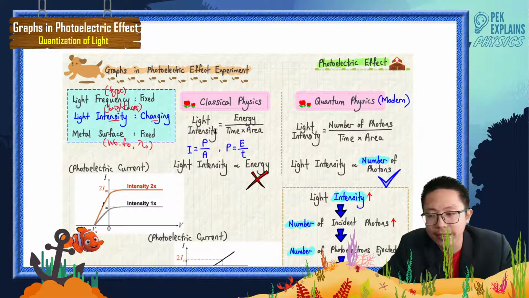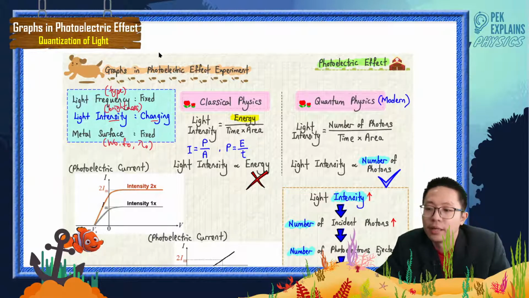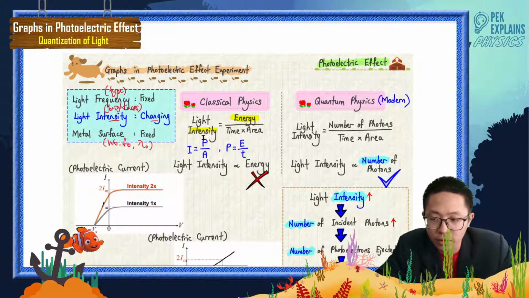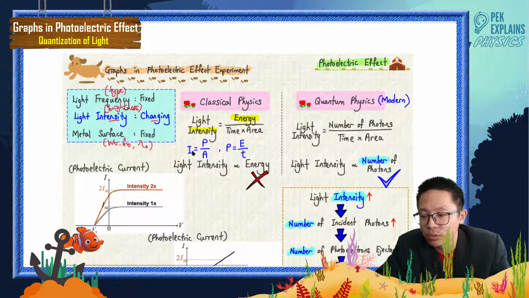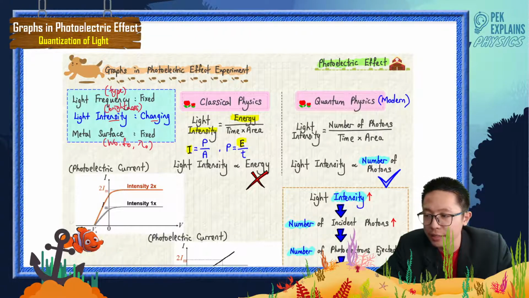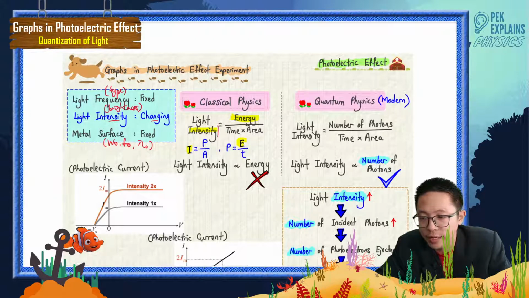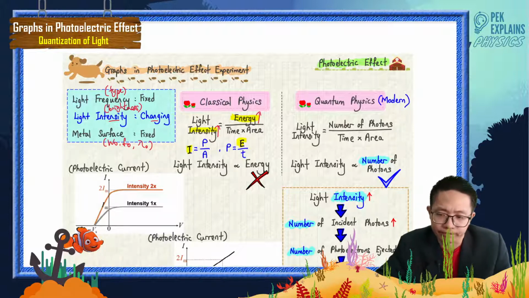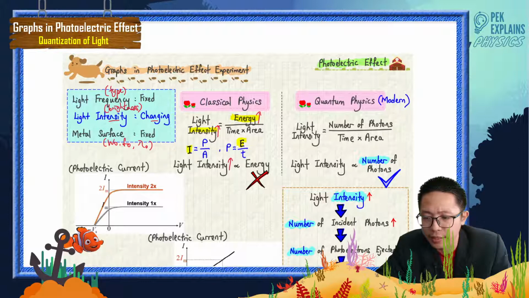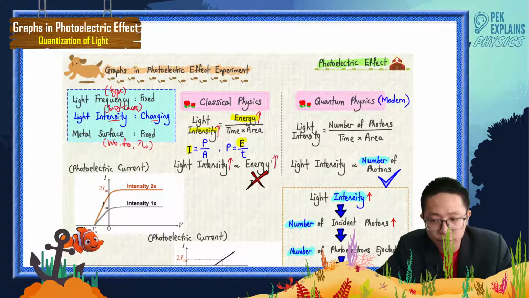Classical physics relates the intensity to energy. Still remember that? According to the formula, intensity is power over area, and power is actually energy over time. That's why intensity is related to energy. For classical physics, the higher the intensity of light, the higher the energy. But that does not happen in the photoelectric effect.